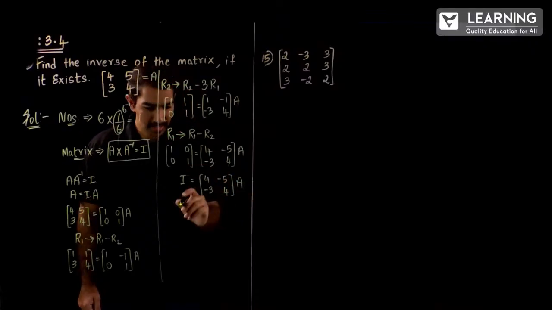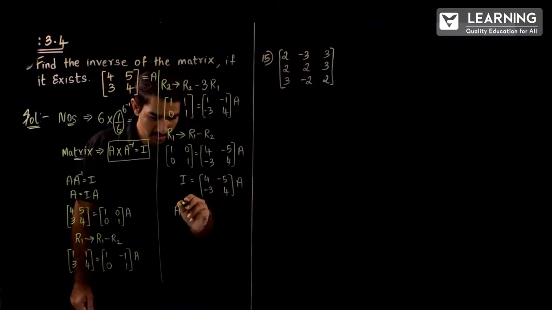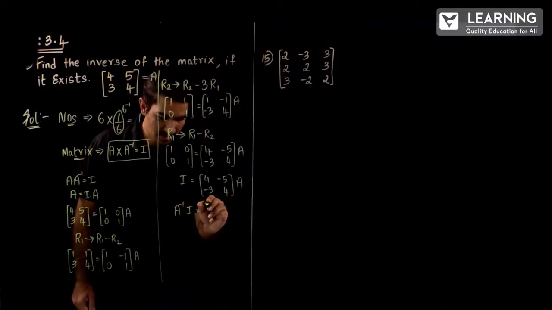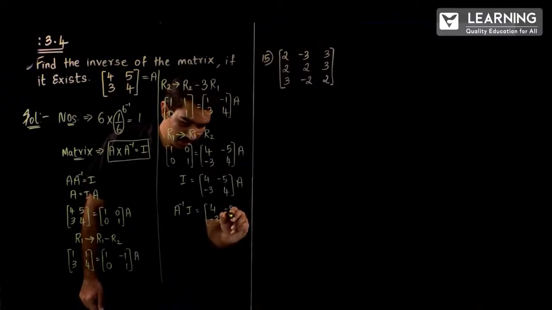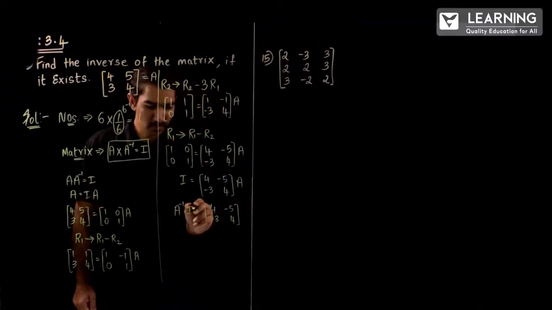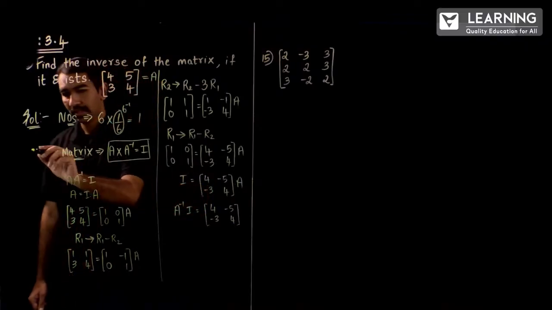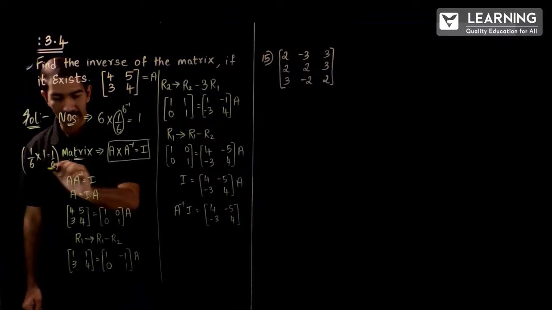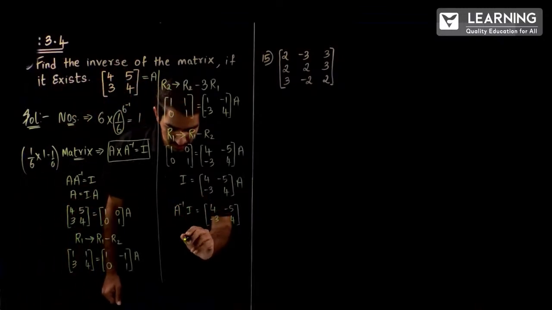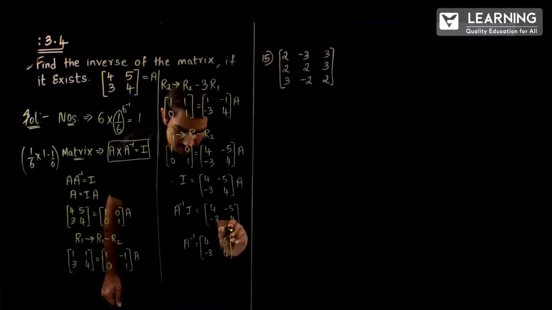Now send this A on that side again. What will happen? A inverse of I is equal to 4 minus 5 minus 3, 4. So what is A inverse into I? So this is very similar to 1 by 6 into 1. How much? 1 by 6 only, right? Same thing. A inverse into I will be equal to A inverse, which is equal to 4 minus 5 minus 3 and 4. So this will be the right answer.